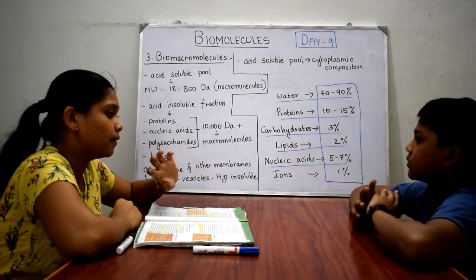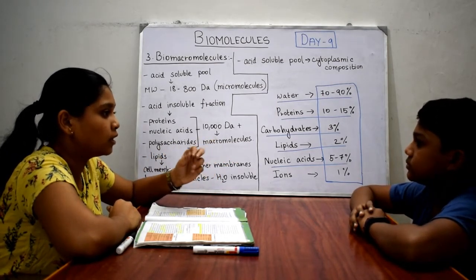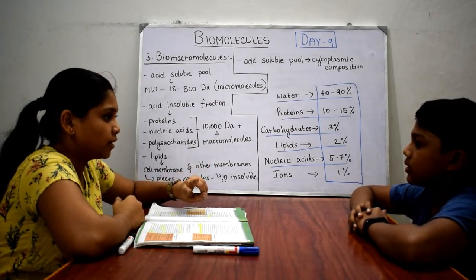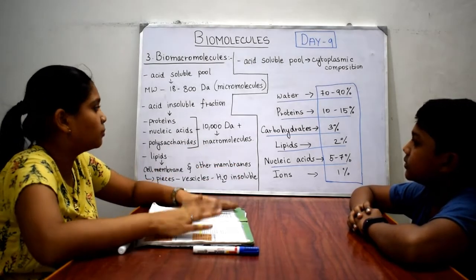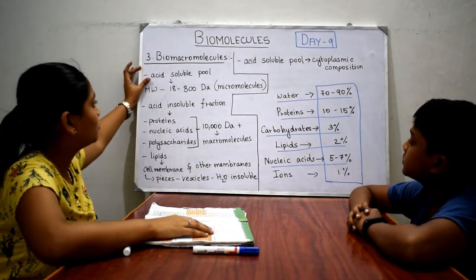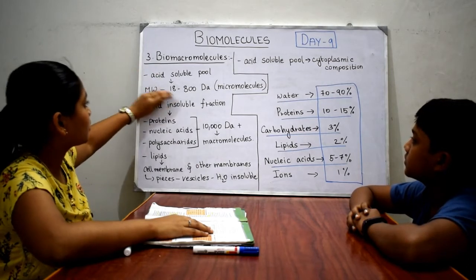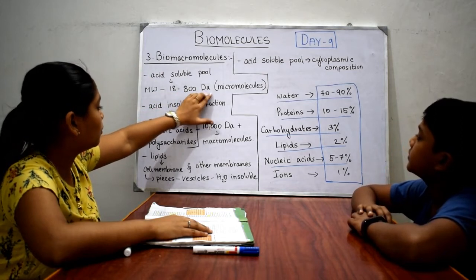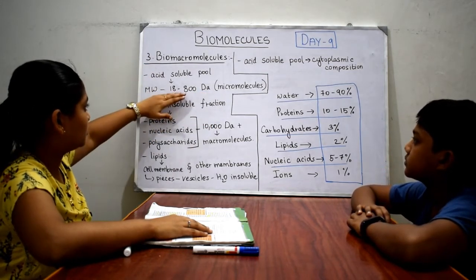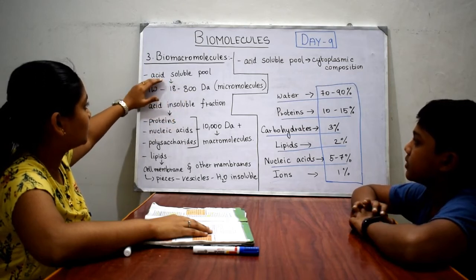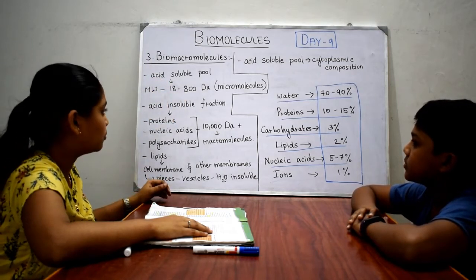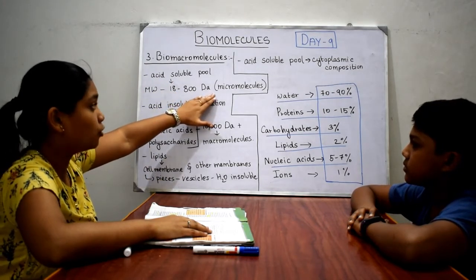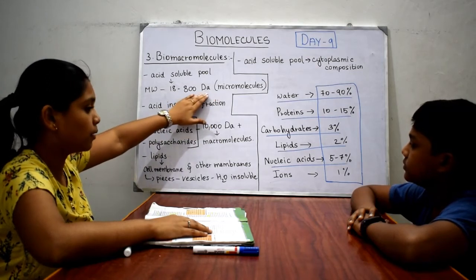When you take a living cell or a tissue and grind it in trichloroacetic acid, you will get two fractions: the acid soluble pool and the acid insoluble pool. The acid soluble pool has molecules with a molecular weight from 18 to 800 Daltons. These molecules are known as biomicromolecules, or simply biomolecules.